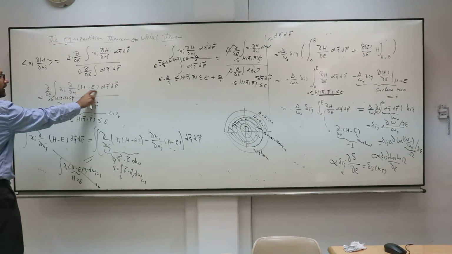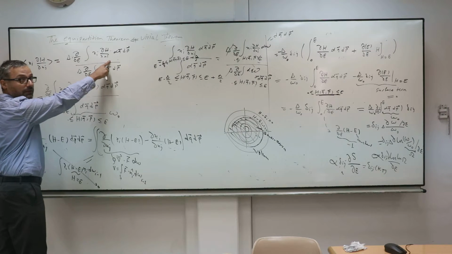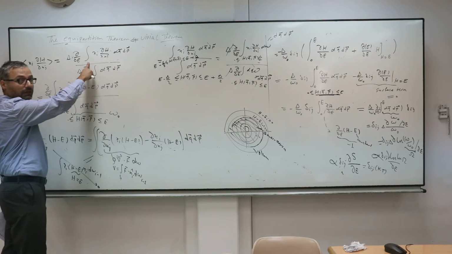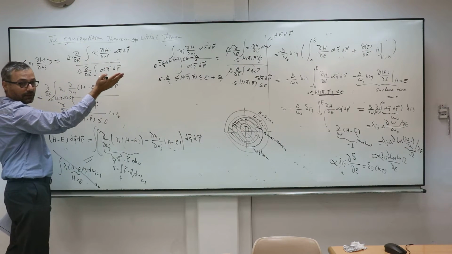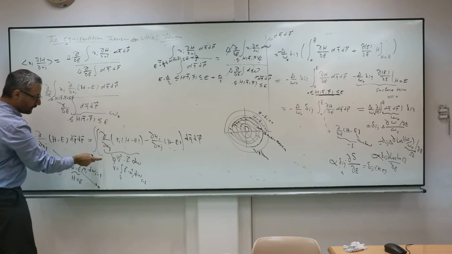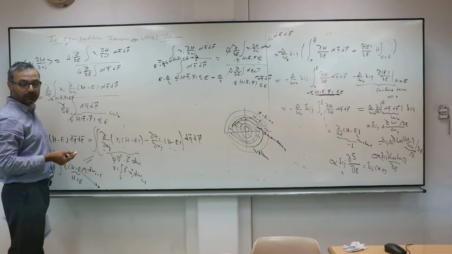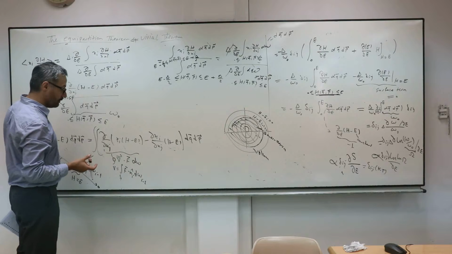Not here. You cannot set H equal to E here. This is the integral over the volume, and over the volume you don't know what H is. H is a function of Q and P. But when you pass to the area, like here, on the area H is equal to E. This is the concept of the Gauss theorem.